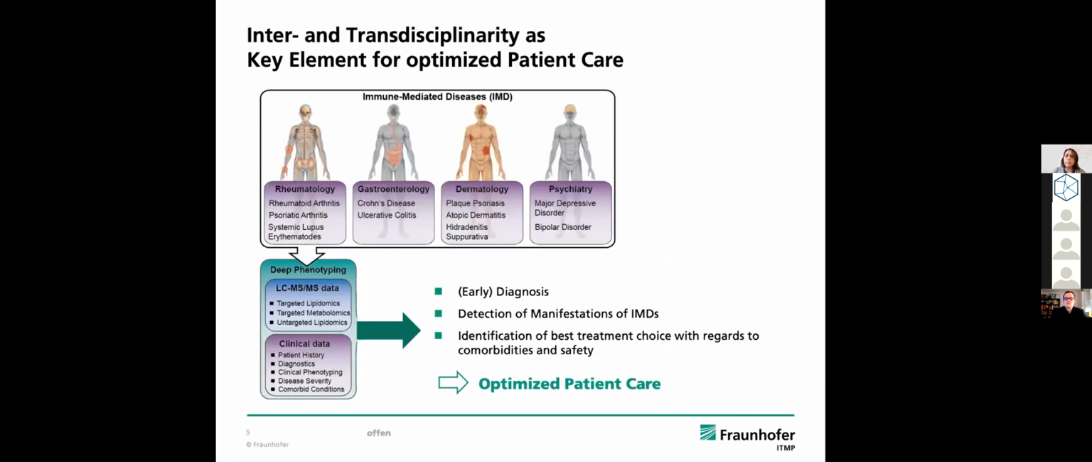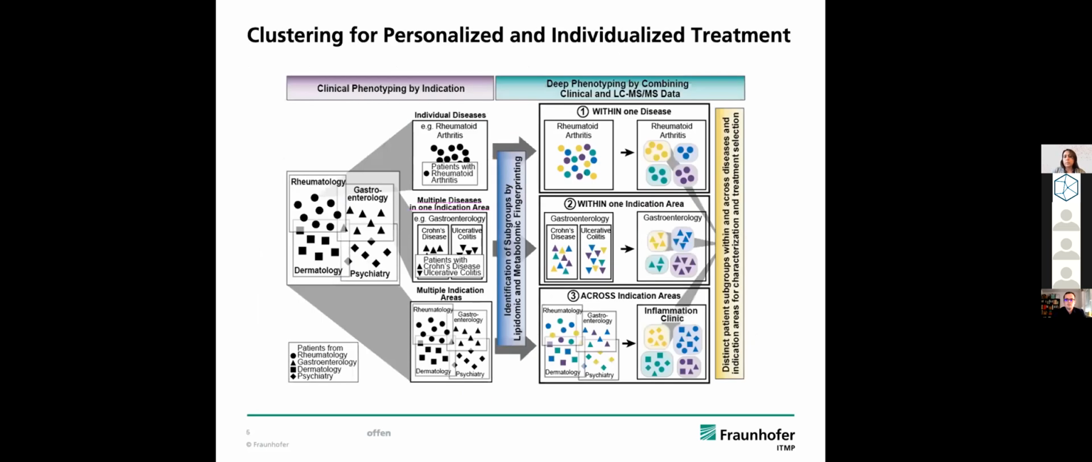For the key elements of our research, we have the transdisciplinary care of those patients with these different diseases. We have a team of rheumatologists, gastroenterologists, dermatologists, and as well psychiatrists who work together to have the opportunity with deep phenotyping to identify patterns for early diagnosis, detection of manifestations of IMDs, and for identification of the best treatment choice.